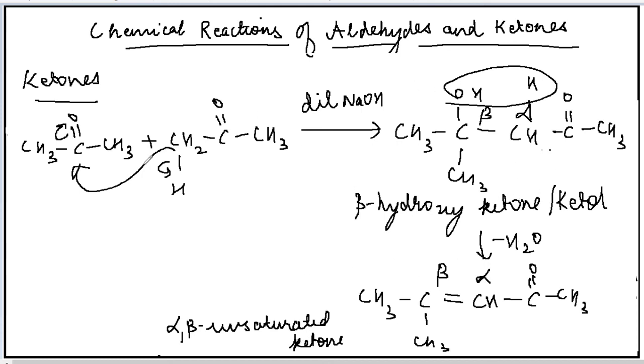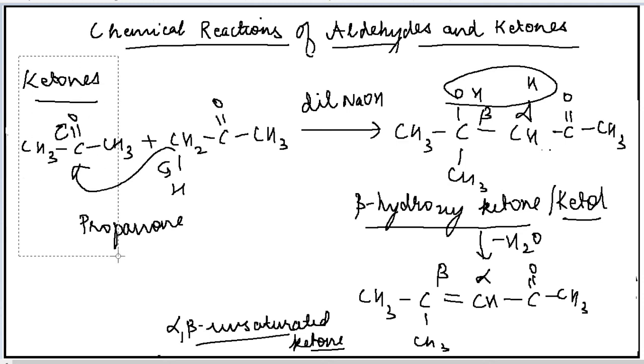So this is how the aldol condensation reaction takes place in ketones. The name is the same, aldol condensation, whether it is taking place in aldehyde or in ketone. But what is necessary for this reaction is that there should be alpha hydrogen present in the aldehyde as well as in the ketone. So the first thing formed is the beta hydroxy ketone or aldehyde, that is aldol and ketol, and that further eliminates water to form the alpha beta unsaturated aldehyde or ketone. So this is known as the aldol condensation reaction.